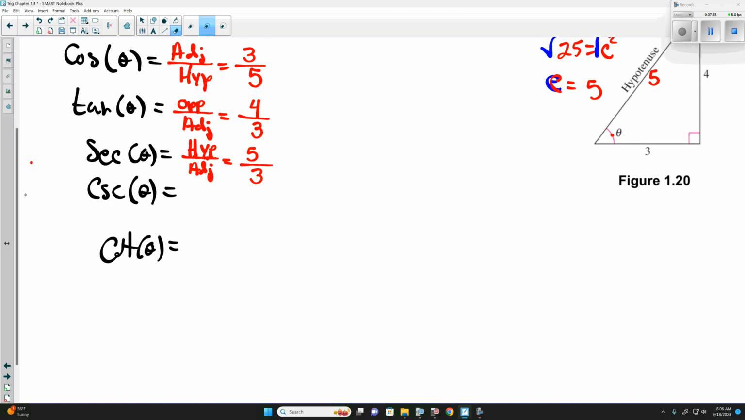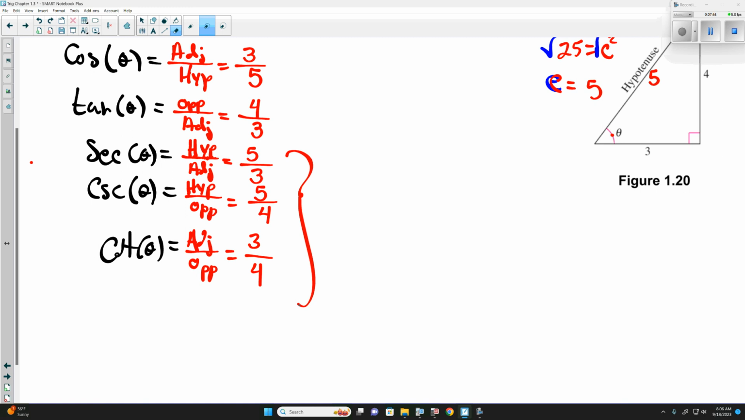Now, cosecant is going to be hypotenuse over opposite. And as we've seen already, the hypotenuse is 5, the opposite side is 4. And lastly, cotangent is adjacent over opposite, which is going to be 3 over 4. And hopefully you notice with these three here, secant, cosecant, and cotangent, we just took our sine, cosine, and tangent and just flipped whatever the value was, respectively.